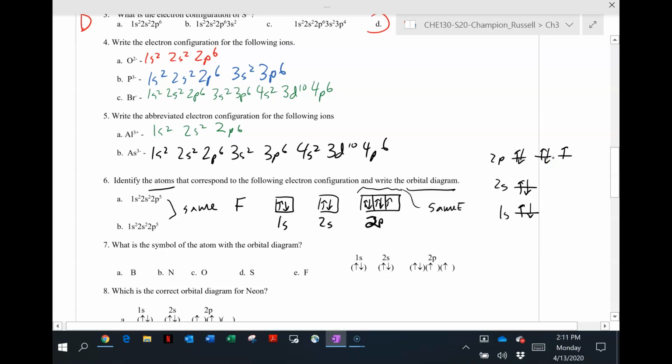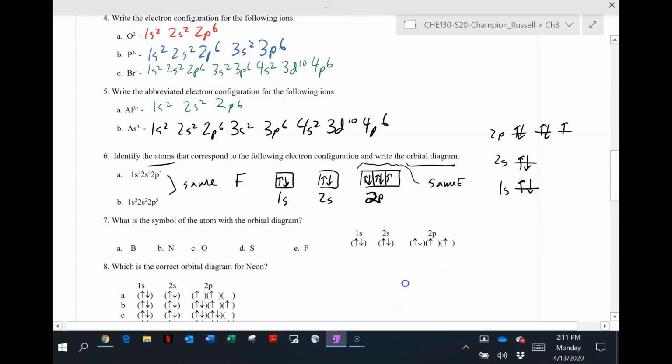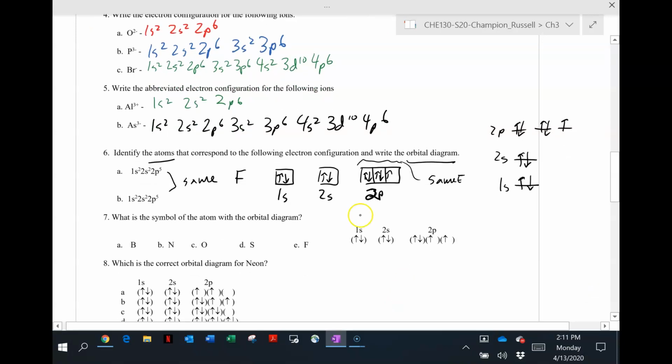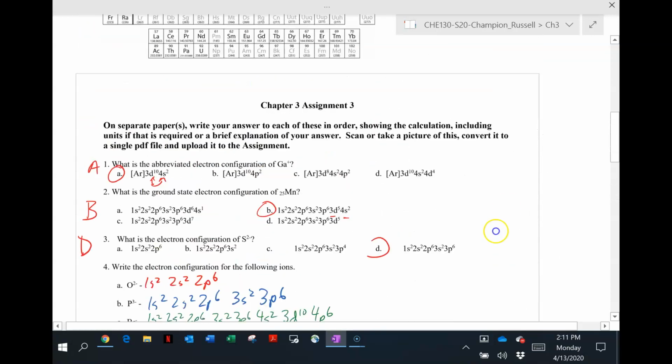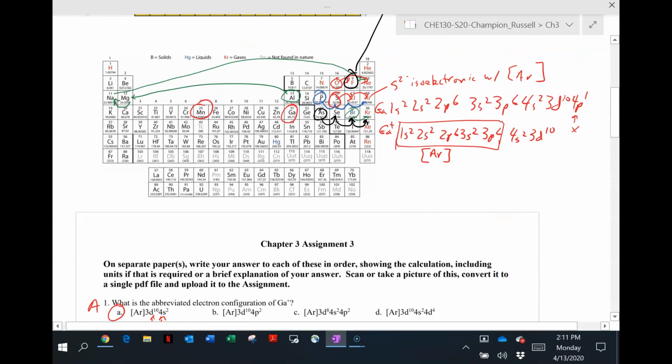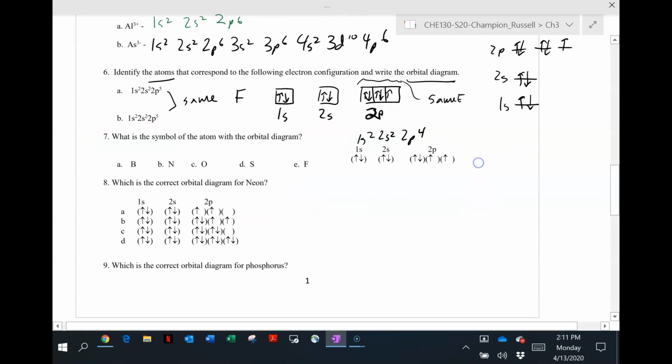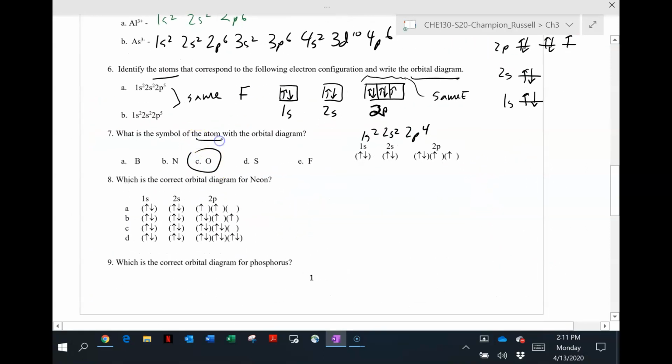Now, on number 7, we're being asked about the symbol of the atom with this orbital diagram. This is 1s2, 2s2, 2p4. So that's going to be the element that's right next to fluorine. It's going to be oxygen in that case. And again, saying it's an atom means that the charge is 0. Now looking for neon. Neon has that filled 1s2, 2s2, 2p6. This is neon right here.